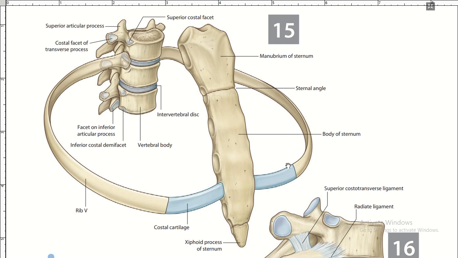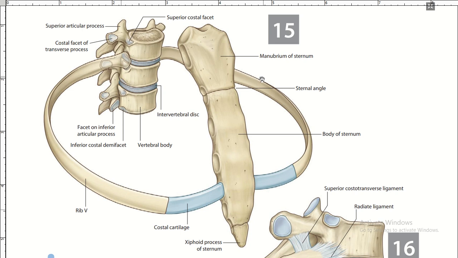So as we said from osteology, this is your sternum, the most anterior, and the most posterior is your thoracic vertebrae from T1 to T12. The sternum is divided into three parts: manubrium, body of the sternum, and xiphoid process. The lateral portion of your thoracic wall is made by 12 ribs. This is a typical rib, which is rib number 5.